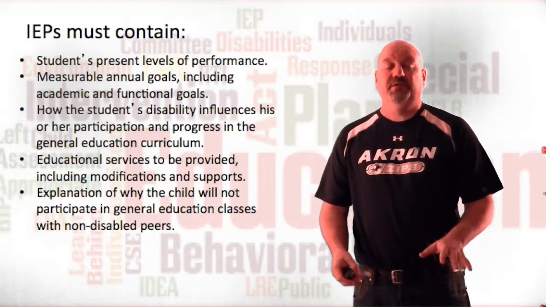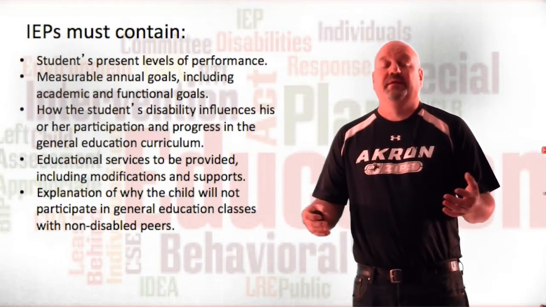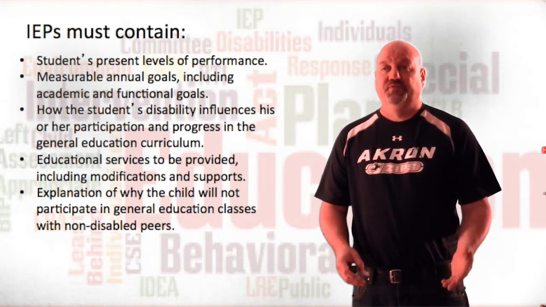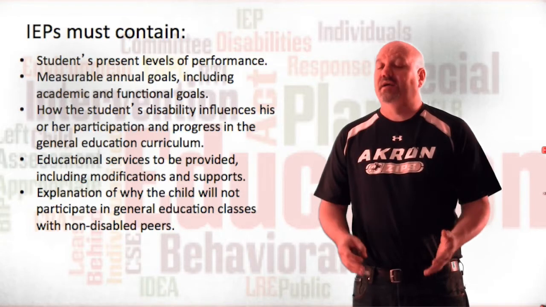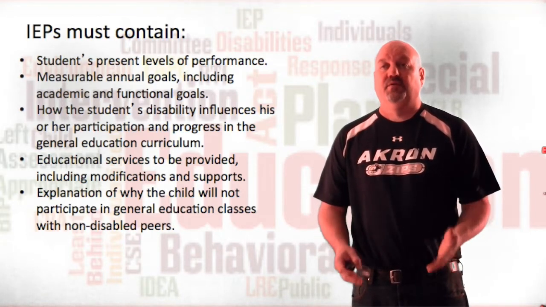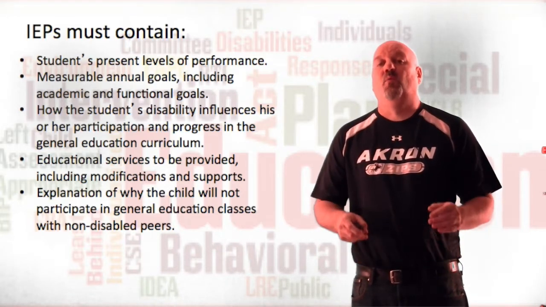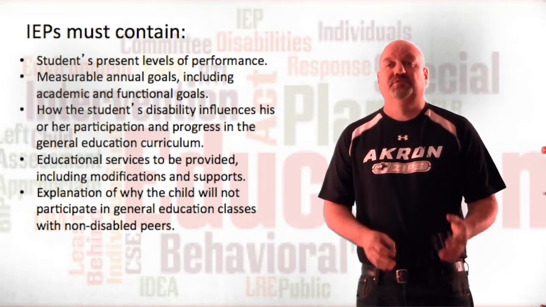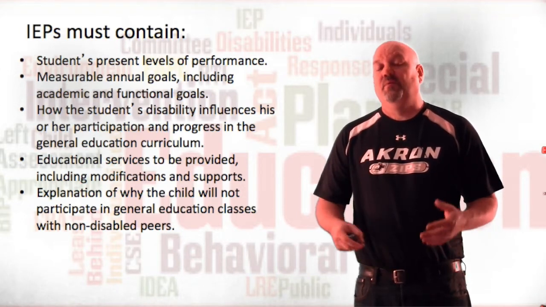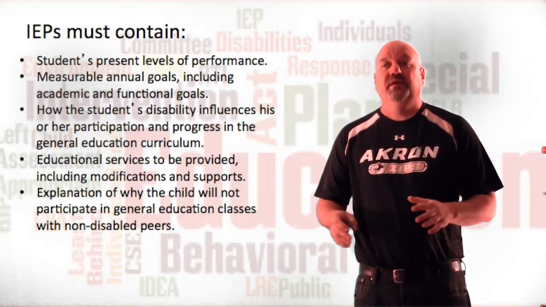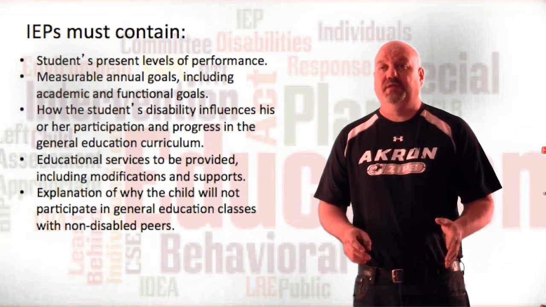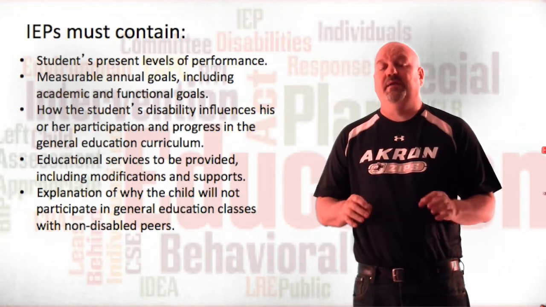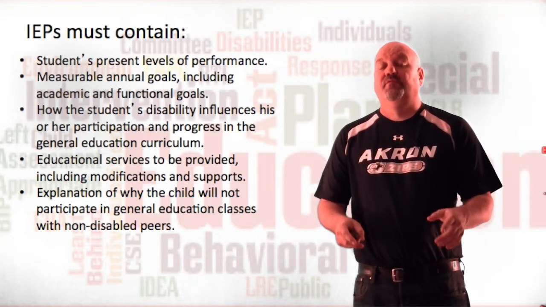When it comes to the IEP, you can look at the form online. It includes the student's present levels of performance, how we're going to actually serve the student, and if they're not going to be participating in general education, we have to talk about why that is. It's basically explaining the least restrictive environment for that student. And we want to know how the student's disability influences his or her participation in general education. What can we do to provide a well-rounded education for this individual?